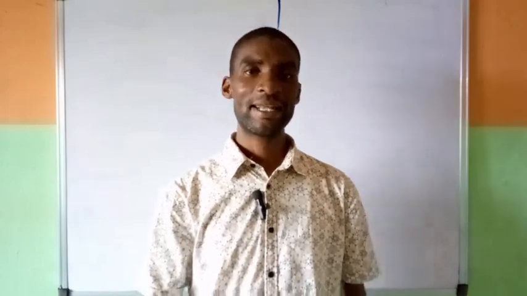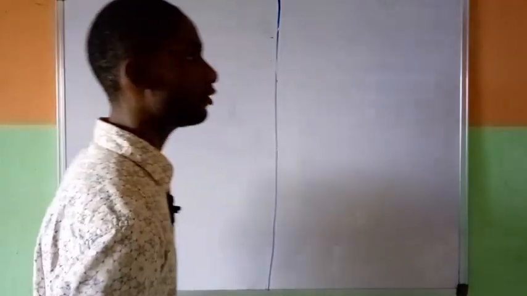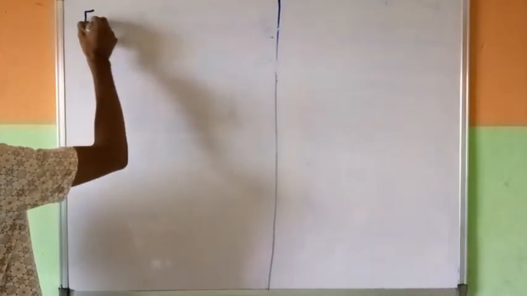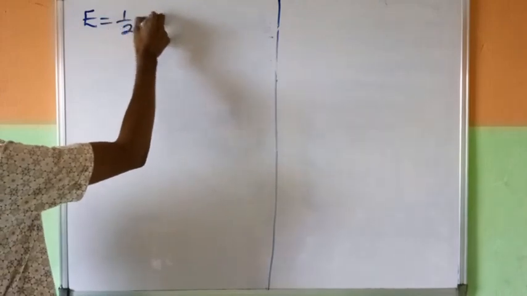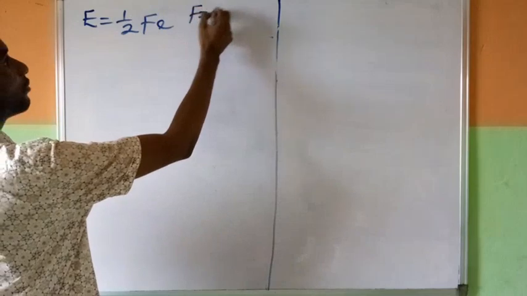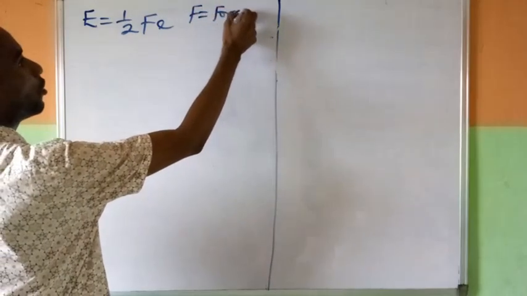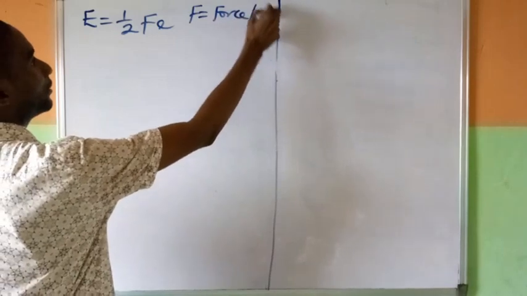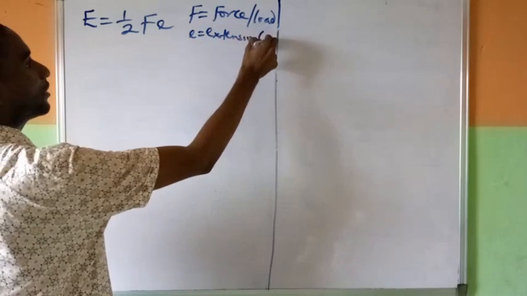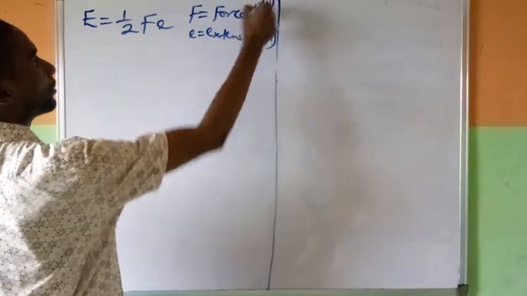We'll be talking about energy stored in an elastic material. And what is the formula for calculating energy stored in an elastic material? The formula gives us energy stored E is half Fe, where F is equal to the force or the load and e is the extension. Extension is in meters, the load is in Newtons.